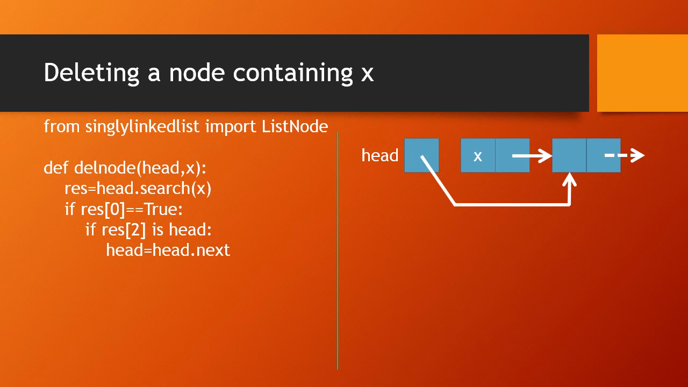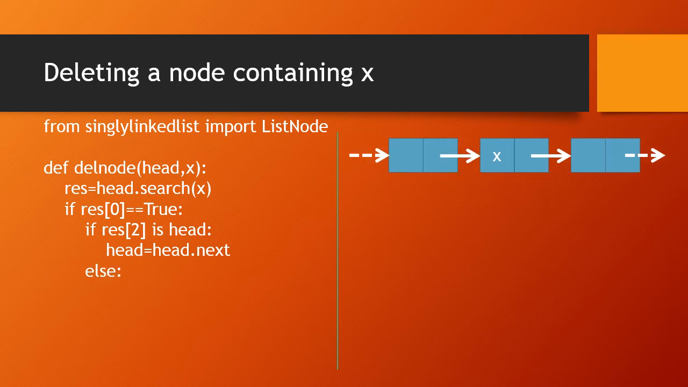Now if you start traversal from the head pointer, you will go to the node after the node containing X. I can say that there is no pointer in the singly linked list which points to the node containing X. This means that I have effectively deleted the node containing X. So this was one scenario.